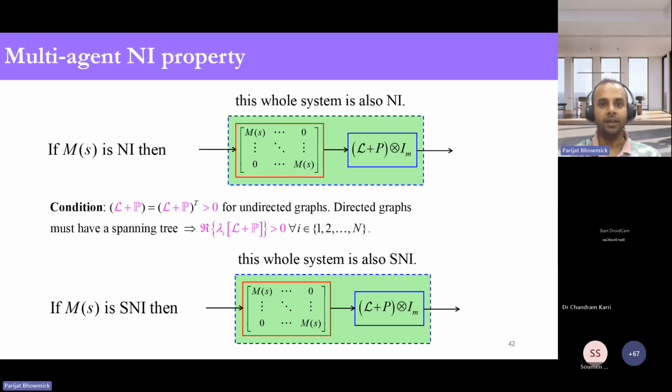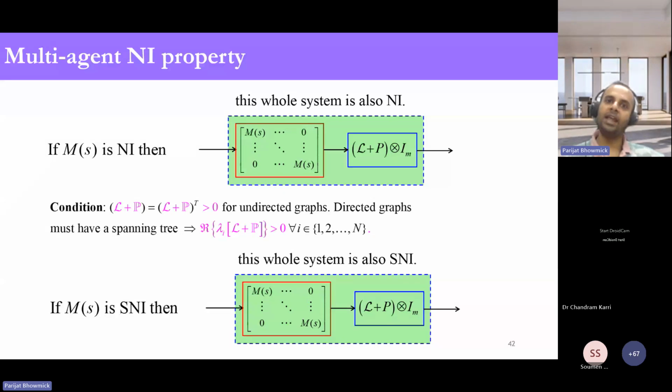And the condition is, if we deal with multi-agent systems on an undirected graph, then it must be connected. And if we deal with a directed graph, then it must have a spanning tree. Under both situations, we can prove that provided the single agents are NI, their whole multi-agent combination will also be NI. Or if it is SNI, then the whole multi-agent combination will be SNI.